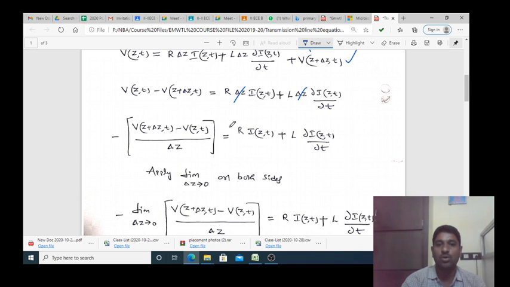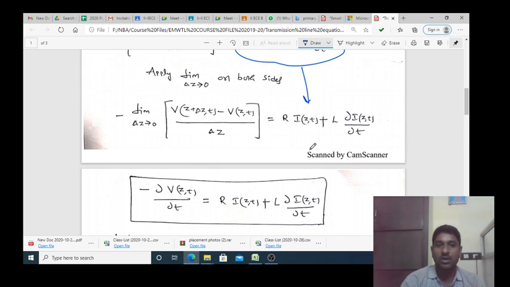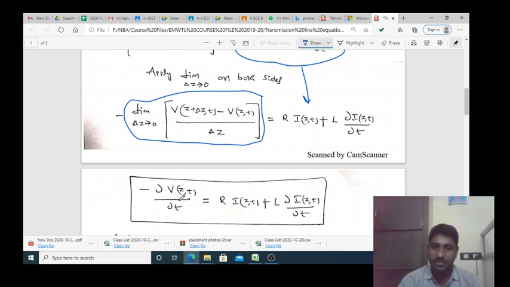There is no del z term on the right side, so the limit is not applicable there, and the terms remain as they are. On the left side, by applying the limit del z tends to 0, the minus symbol stays as is. According to the basic definition of differentiation, this will be equal to dou V by dou z, with the minus symbol as it is, and the remaining terms are like this. This is the equation number 1, obtained by applying the Kirchhoff voltage law.